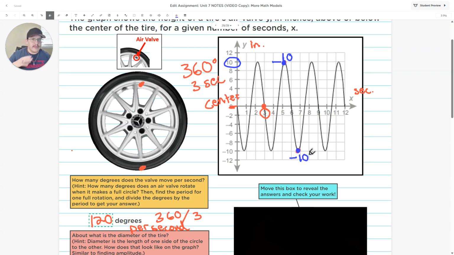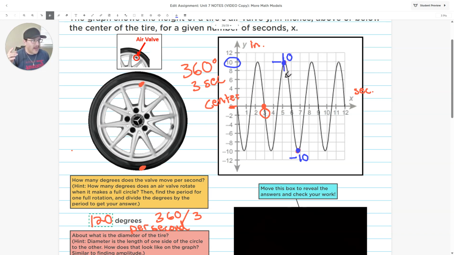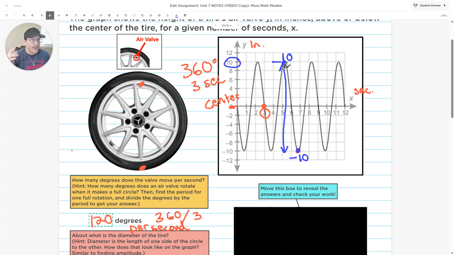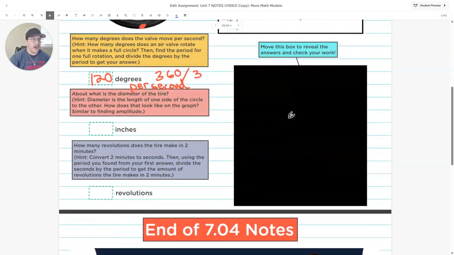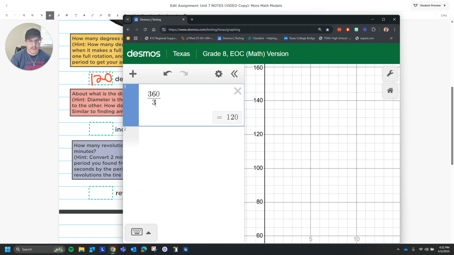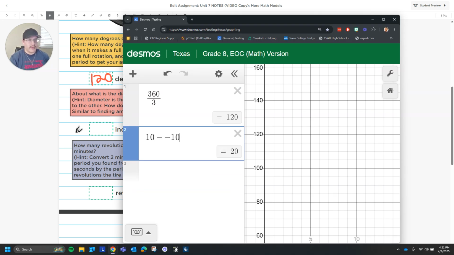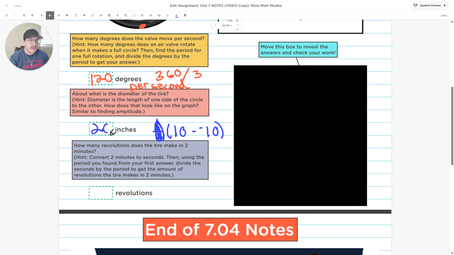Now, to find the diameter, we want the distance from the top to the bottom. But we don't want to find the amplitude, so we're not going to cut it in half. We're just simply going to do one part of the amplitude equation. So instead of doing half of 10 minus -10, the maximum minus the minimum, we're going to take away the 1/2 and just do this part. So what's 10 minus -10? It should be 20. You have 20. So the diameter is about 20 inches.